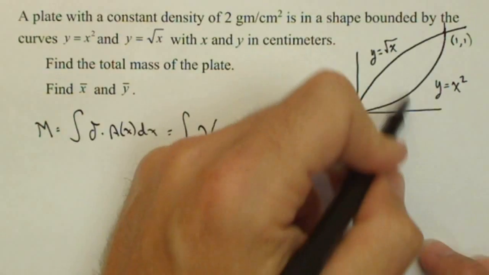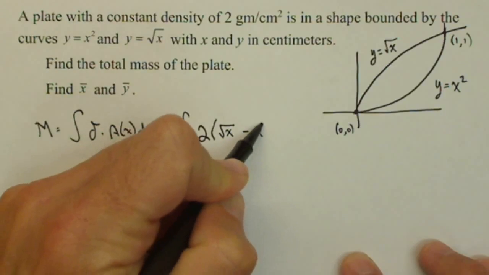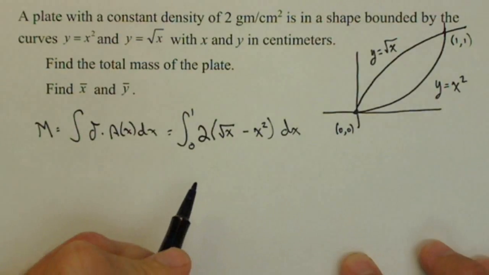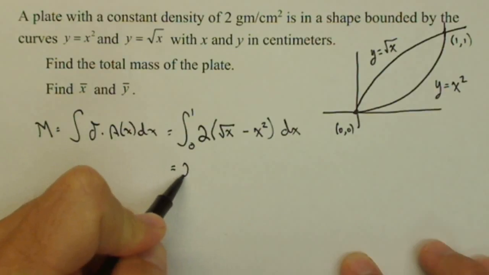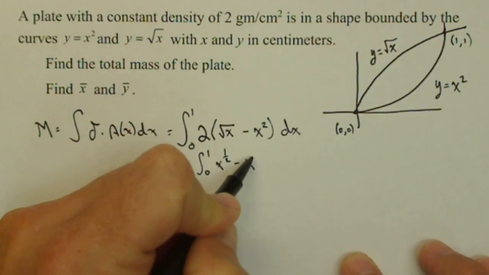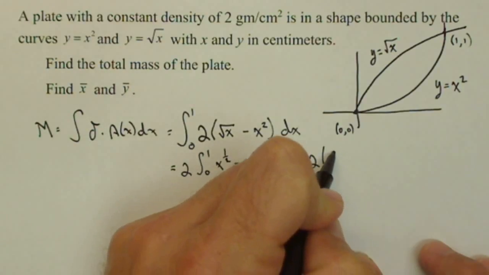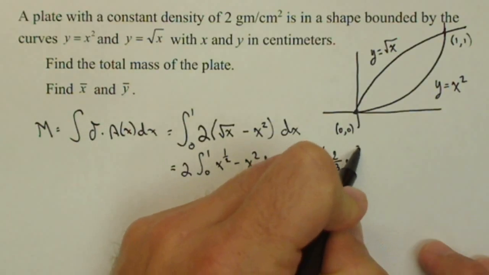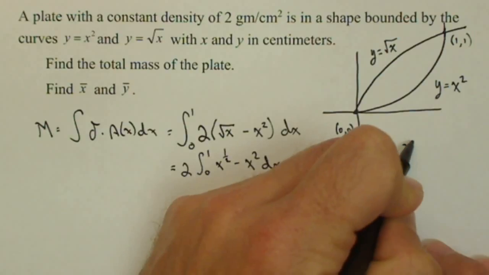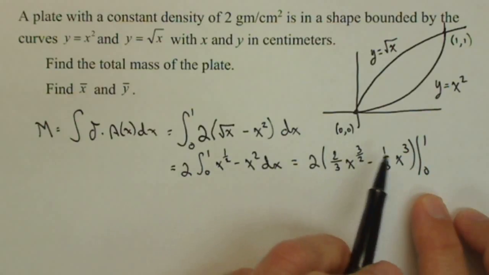And then the area, we can treat it as area between two curves, square root of x minus x squared dx. This is going to go from 0 to 1. So we actually don't get too bad of an integral. 2 times the integral from 0 to 1 of x to the 1/2 minus x squared dx. We'll do this one piece by piece. The antiderivative is 2/3 x to the 3/2 minus 1/3 x cubed from 0 to 1. We don't have to worry about the 0, it's going to zero everything out.